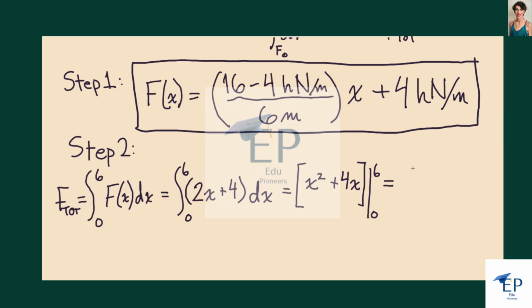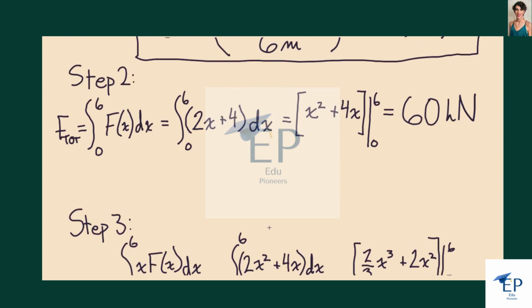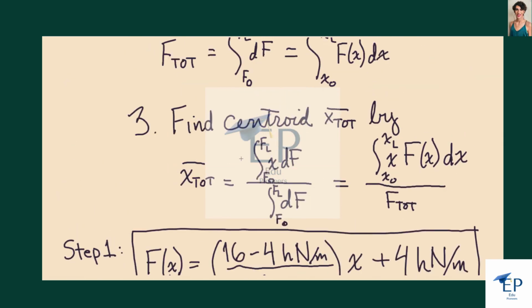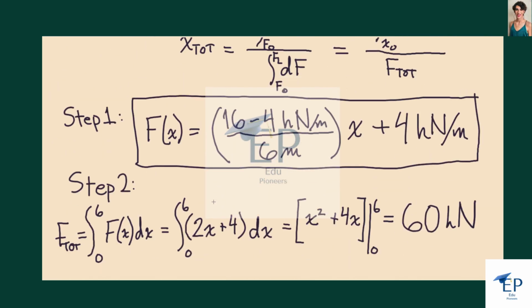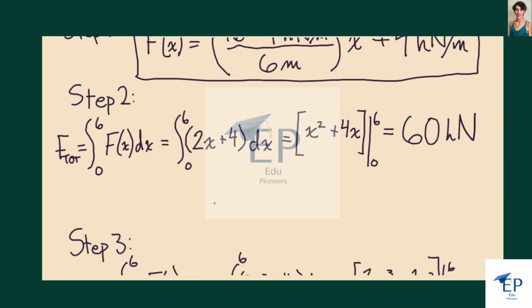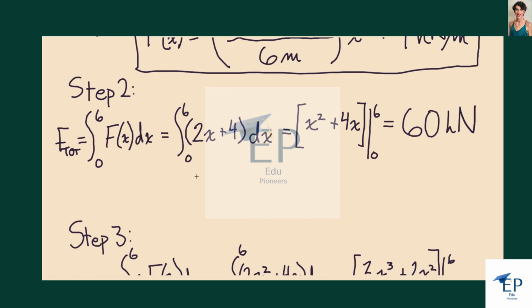That becomes 60 hectonewtons. Okay, that is the magnitude of our force. Technically, we want to keep track of its direction as well. We're showing that all the force vectors in the load are pointed downward. So, integrating, summing all those together, the result will be a downward vector.